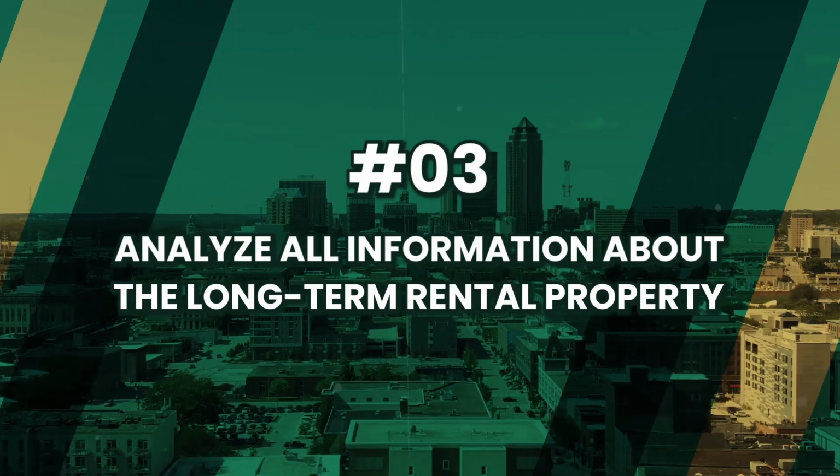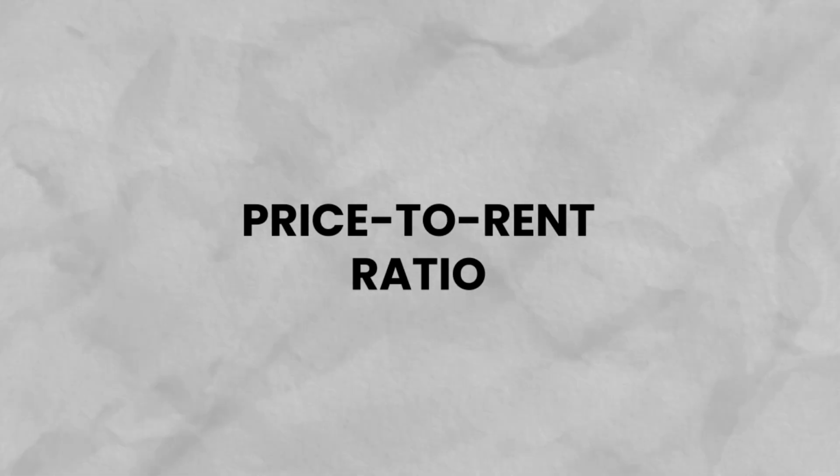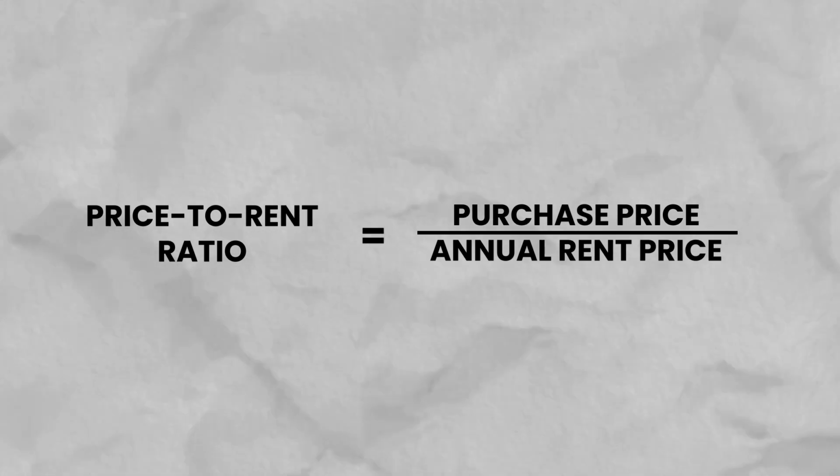Number 3, analyze all the information about the long-term rental property. When investing in real estate with a buy and hold strategy, you need your properties to increase or appreciate in value. Comparing historical home prices with current ones can give you an indication if property values in the neighborhood will increase or decrease. We investors use the price to rent ratio to evaluate rental demand. To calculate this figure, divide the purchase price by the total annual rent price for a particular home.